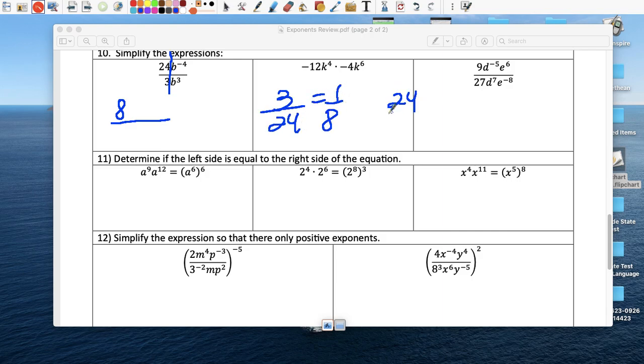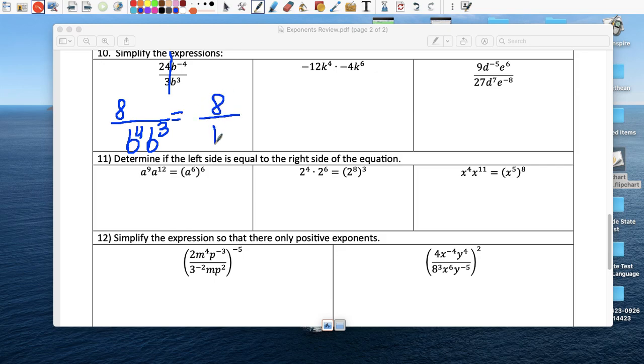If it's 24 over 3, it becomes 8. There's a big difference there. Okay, so in this case, it becomes just 8 in the numerator. That's taken care of. b to the -4 comes down. b to the 3rd was positive, so we don't move it. Take one more step. It's 8 over b to the 7th, because the bases are the same. We're multiplying, and we add the exponents.